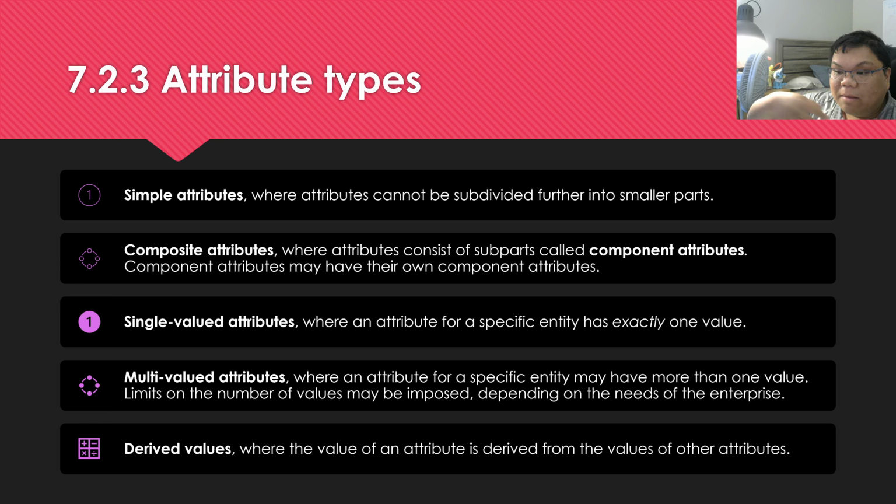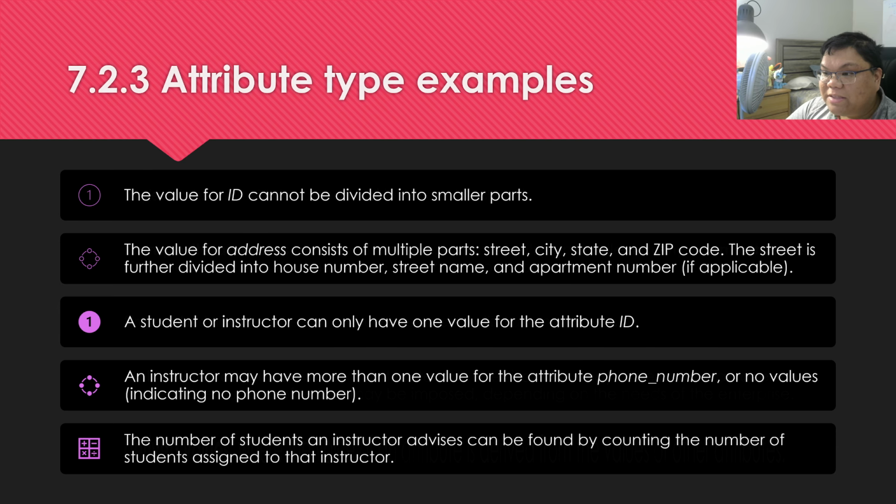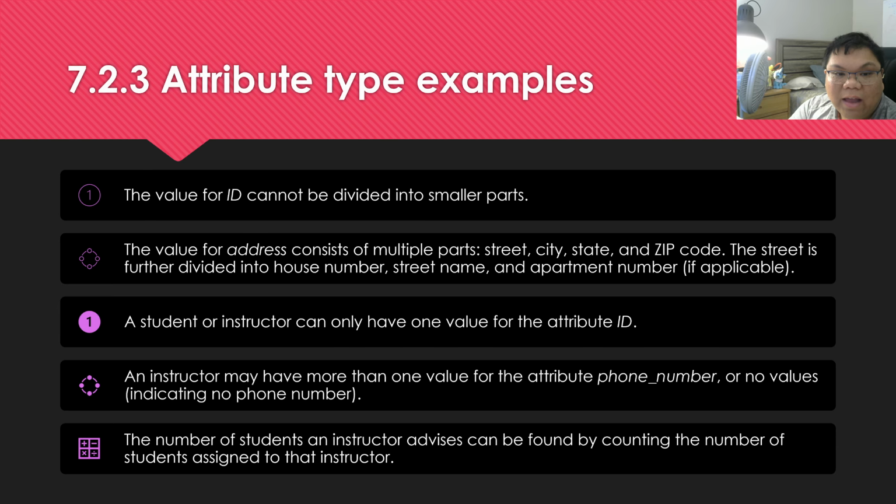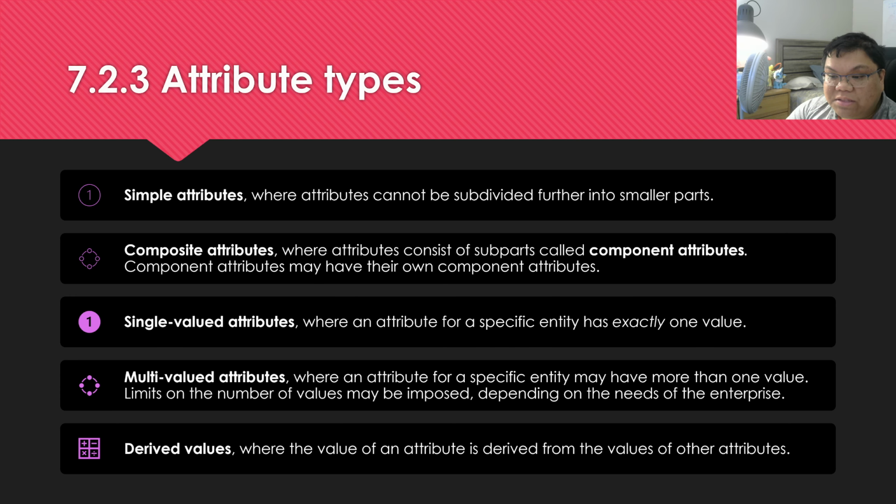So we have simple attributes, composite attributes, multi-valued attributes, single-valued attributes, and the last type is a derived attribute, where the value of an attribute is derived from the values of other attributes. So here are a few examples. An ID, we cannot divide an ID into smaller parts. An address can be divided into smaller parts. A student or instructor can only have one value for an ID, that is a single value attribute. So a simple attribute can also be a single value attribute. But a simple attribute could also be a multi-valued attribute, like a phone number. An instructor could have more than one phone number.